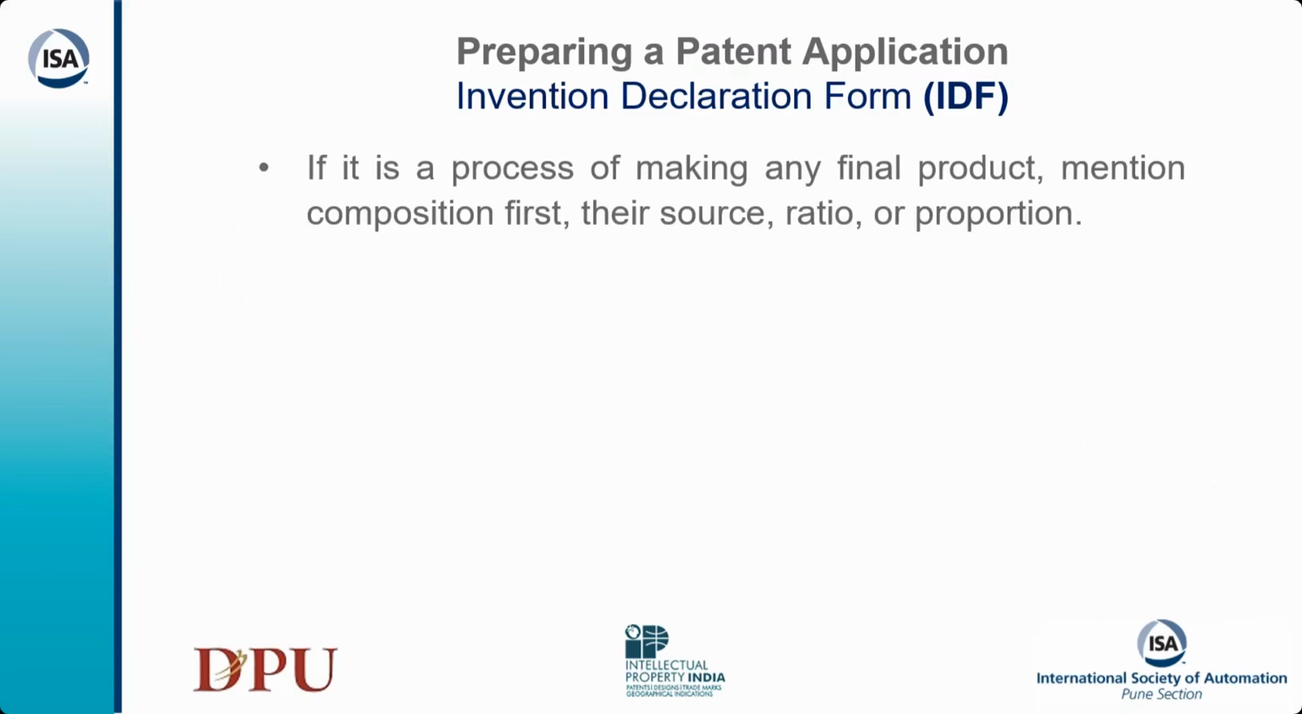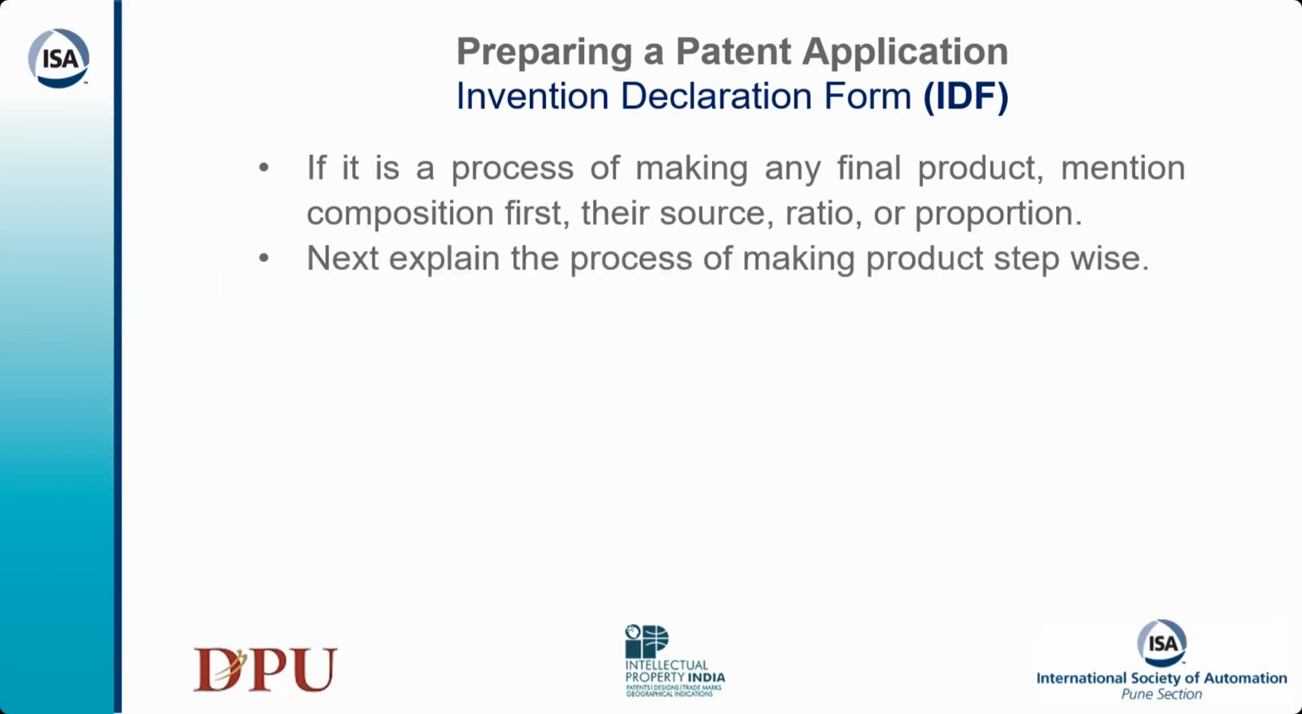If it is a process of making any final product, mention the composition first, then the source, and the ratio or proportion that needs to be mentioned in the detailed description. Generally this procedure is required in pharmaceutical industries. If you are making an Ayurvedic product also, this process is very important. Then next we have to explain the process of making the product in a stepwise manner. How that product was made, that has to be mentioned.